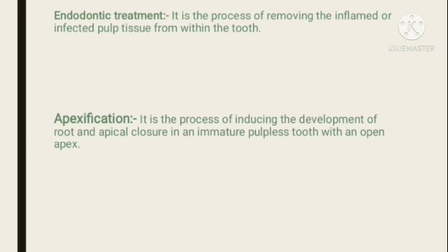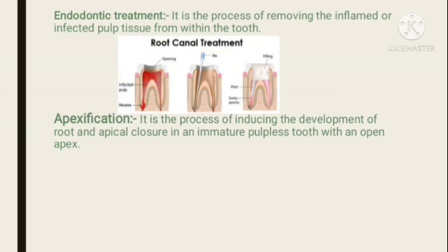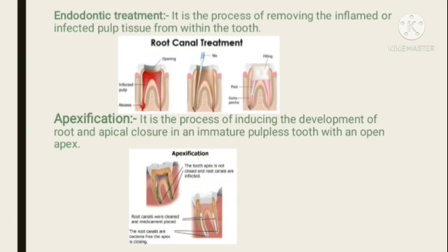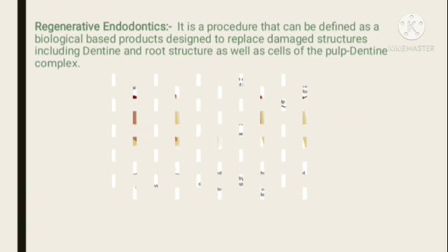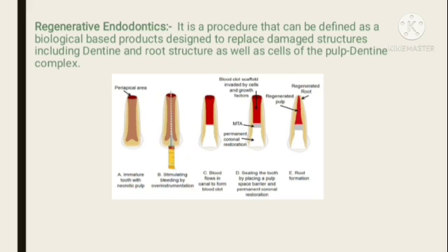Endodontic treatment. It is the process of removing the inflamed or infected pulp tissue from within the tooth. Apexification. It is the process of inducing the development of root and apical closure in an immature pulpless tooth with an open apex. Regenerative endodontics. It is a procedure that can be defined as biologically based procedures designed to replace damaged structures, including dentine and root structure, as well as cells of the pulp-dentine complex.